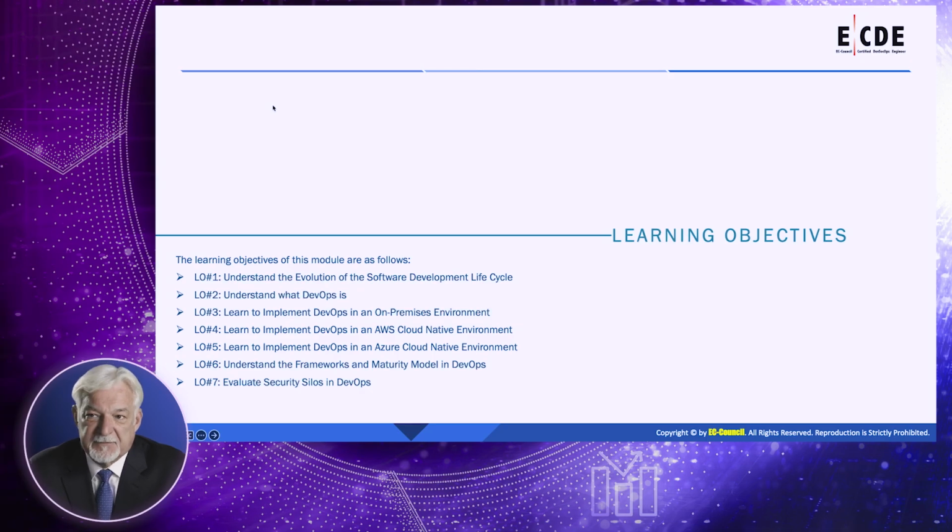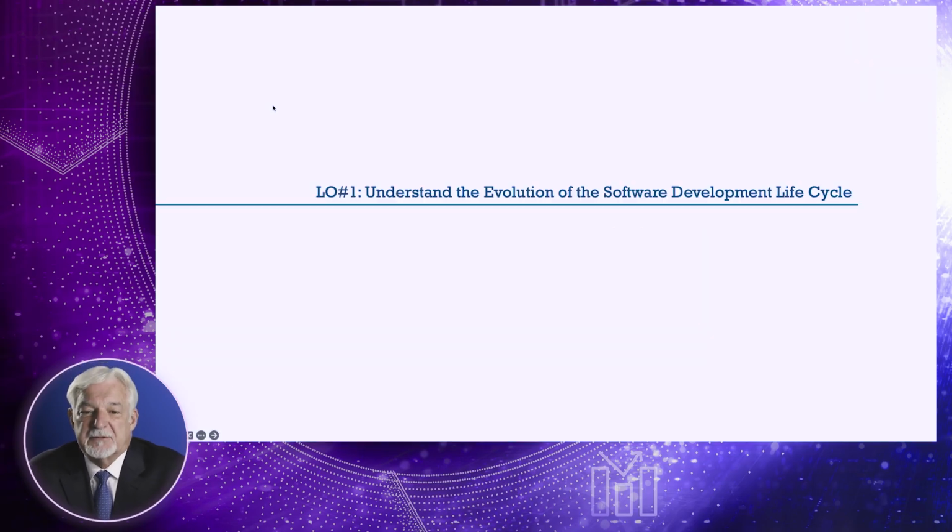The learning objectives for this module are to understand the evolution of the software development lifecycle and to come away with an understanding of what DevOps is. You'll learn to implement DevOps in an on-premise environment, in an AWS Cloud Native environment, and what that looks like in the Azure Cloud Native environment. And you'll understand the frameworks and the maturity model in DevOps. And lastly, we'll evaluate security silos in DevOps. So let's get started. First of all, understanding the evolution of the software development lifecycle.